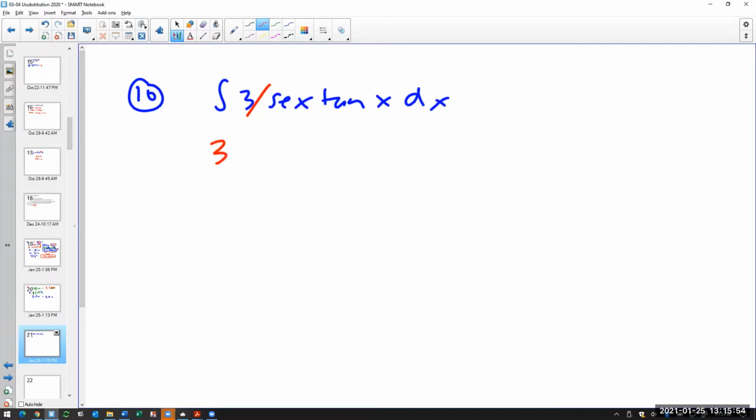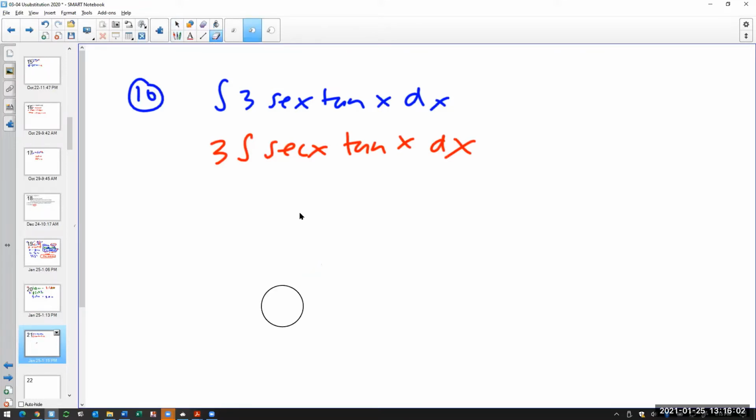Guys, you can only pull out scalars. You cannot pull out anything with an x. Make sure you understand that. If it has an x, you have to integrate it first. Same with derivatives. You can't pull out anything with an x from the derivative. You've got to integrate it first.